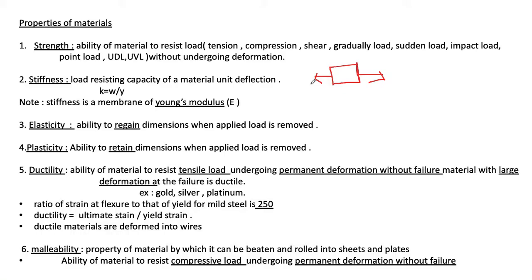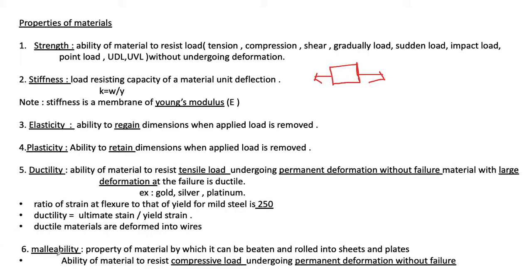The ratio of strain at flexure to that of yield for mild steel is 250, which is from the stress-strain curve of mild steel. Another definition of ductility is ultimate strain by yield strain. Ductile materials can be deformed into wires, for example gold can be drawn into thin wires.